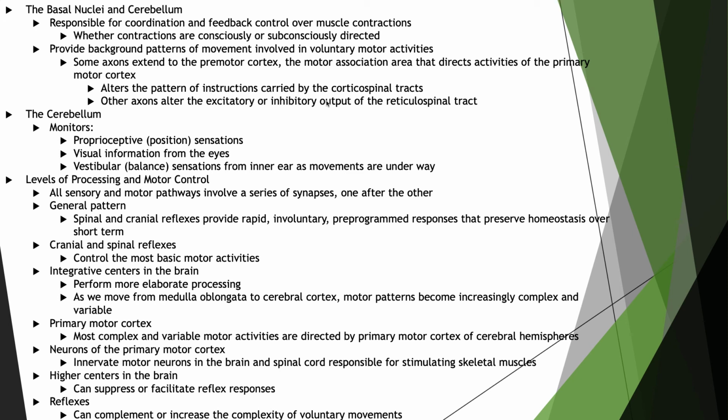All motor pathways send information to the cerebellum when motor commands are issued. As the movement proceeds, the cerebellum monitors proprioceptive and vestibular information, comparing the arriving sensations with those experienced during previous movements. It then adjusts the activities of the upper motor neurons involved.